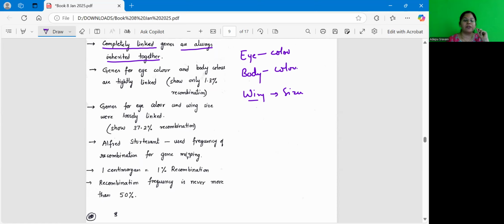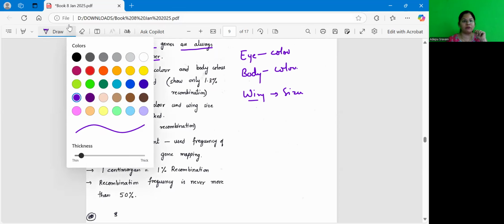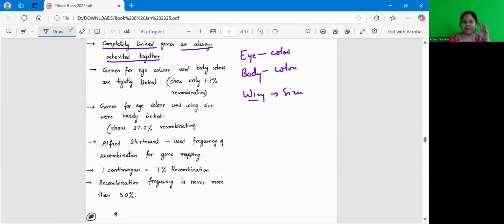Clear? Now you have to know what the association is between these three characters. Very important from NEET point of view. So please concentrate here. The experiment is not important for NEET. This result is important. All right. I've seen many students going behind that experiment and leaving this result. So please don't do that.